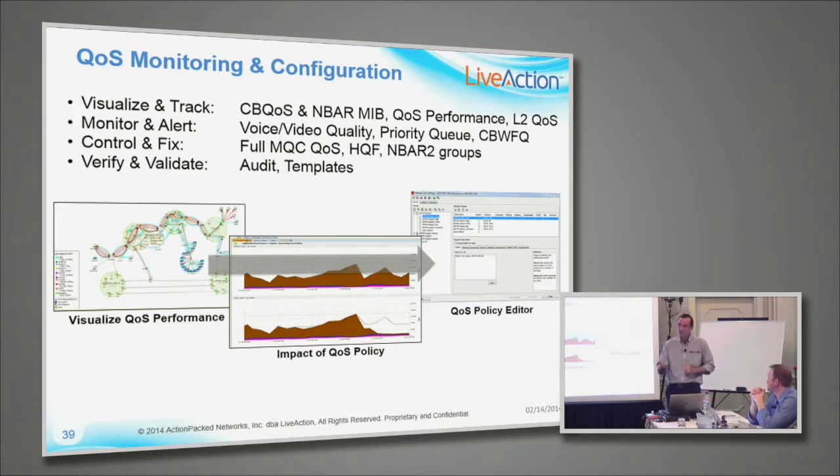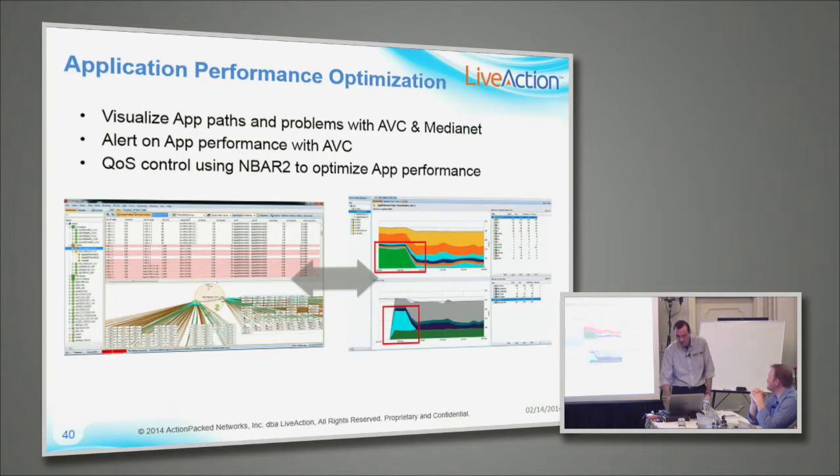Also, analyzing layer 2 QoS, and I can show you that in the demo as well. And monitoring and alerting on voice and video quality, whether it's the priority queue or class-based weighted fair queue. But it's great that you understand what's going on with QoS, but really, how do you actually set that up? So having full MQC support, and we have really easy ways to do hierarchical QoS, and I'll actually demonstrate that. And our customers use that a lot as well. And NBAR2 groups for matches. And we have capabilities to audit your QoS, so templates. So this is primarily where we got started. We spent a lot of time on the QoS piece.